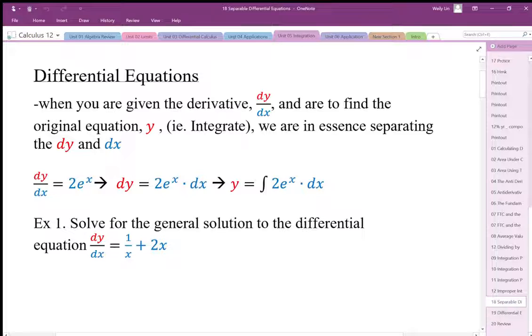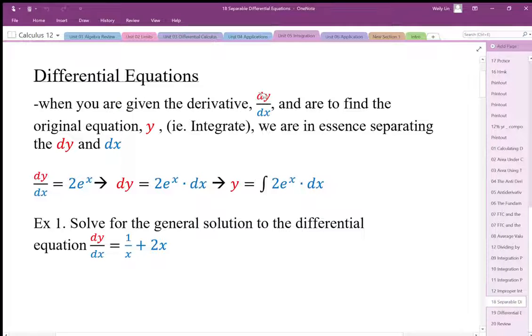So we're looking at differential equations today. We have actually dealt with differential equations before. Basically, we're given the derivative, and we're asked to integrate. So you're basically asked to find the antiderivative. And we're just going to break down the process of what we've actually been doing, and we're going to apply this to something a little bit more complicated.